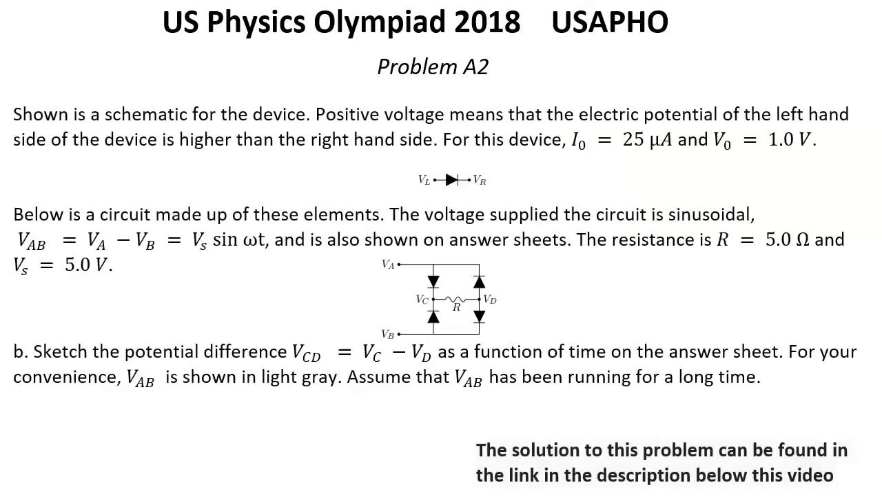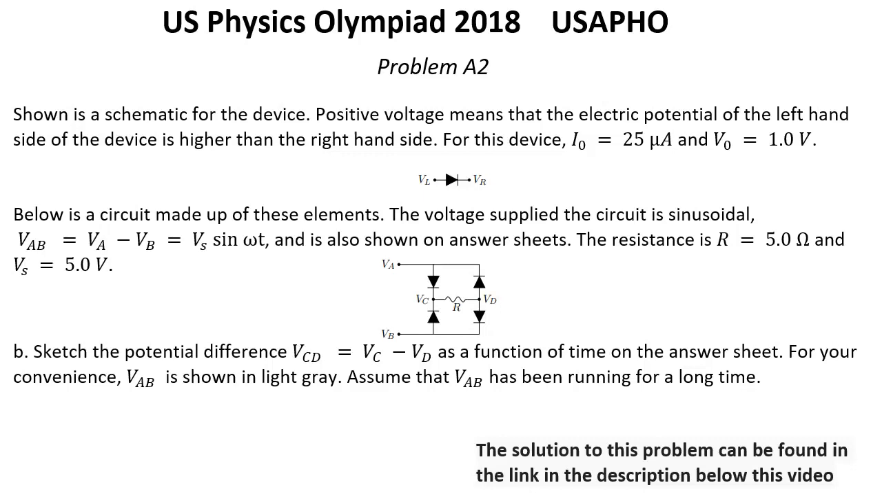Shown is a schematic for the device. Positive voltage means that the electric potential of the left hand side of the device is higher than the right hand side. For this device, I0 equals 25 microampere and V0 equals 1 volt. Below is a circuit made up of these elements.